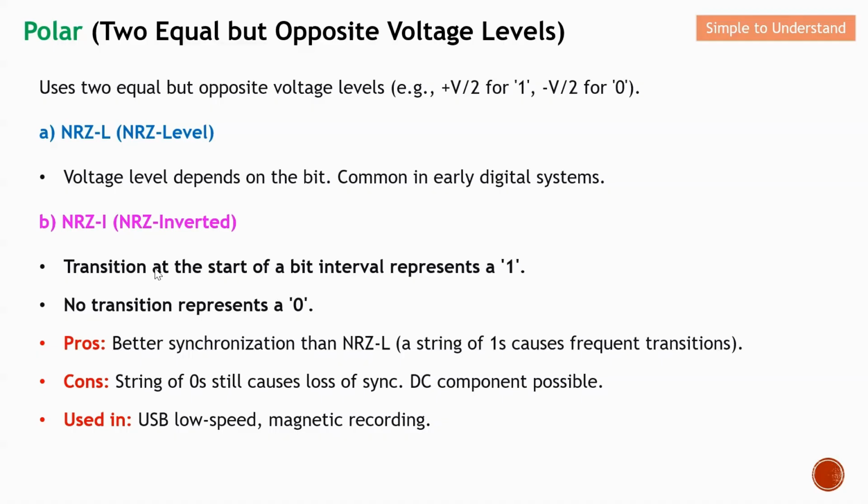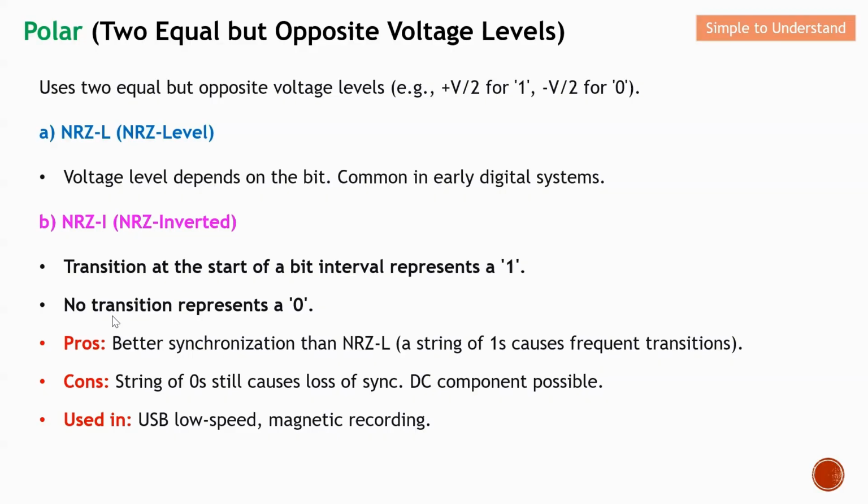If you are still confused, later on I will have an example to explain this. But just keep this in mind. If the next bit is equal to 1, then I will have some form of transition, either changing from high to low or low to high. If my next bit is equal to 0, then I don't need to do any transition. I just stay put. For example, if it's low, I stay at low. If it's high, I stay at high.